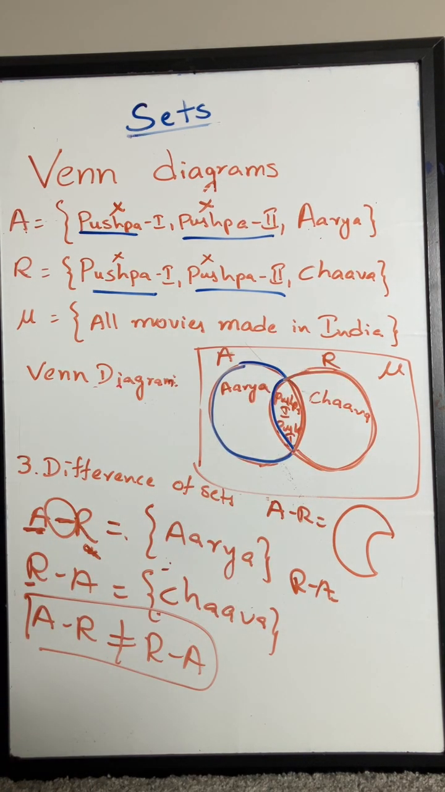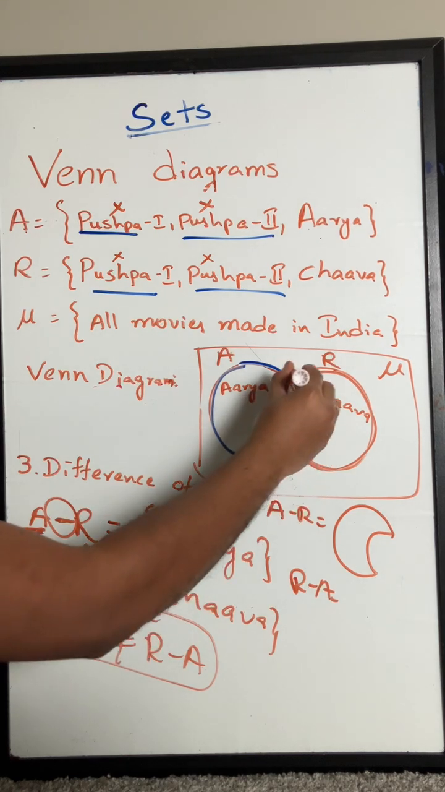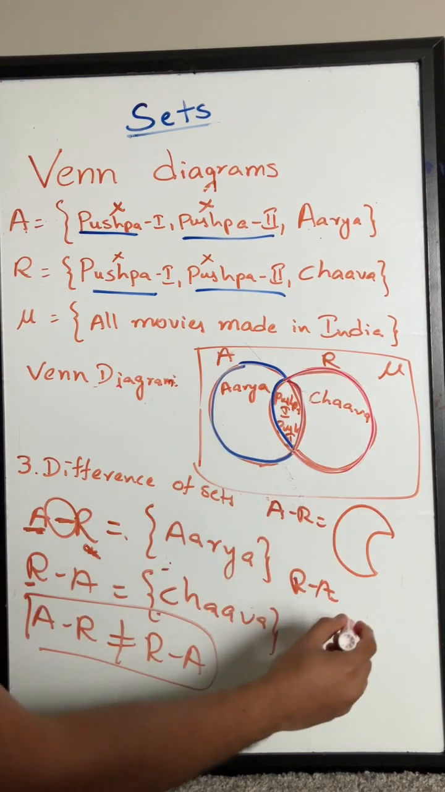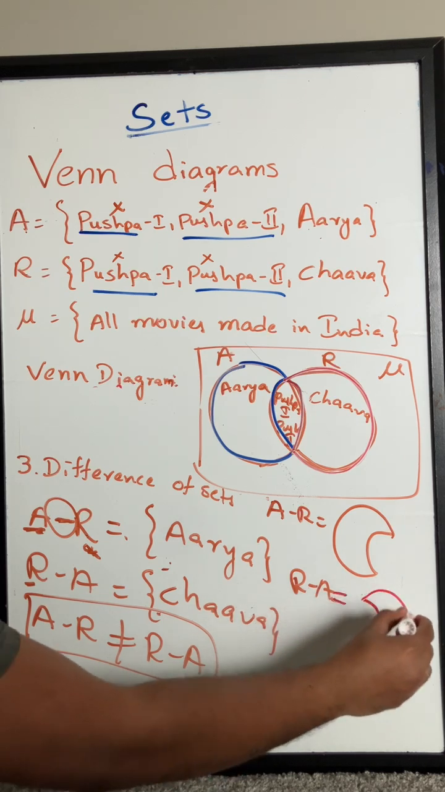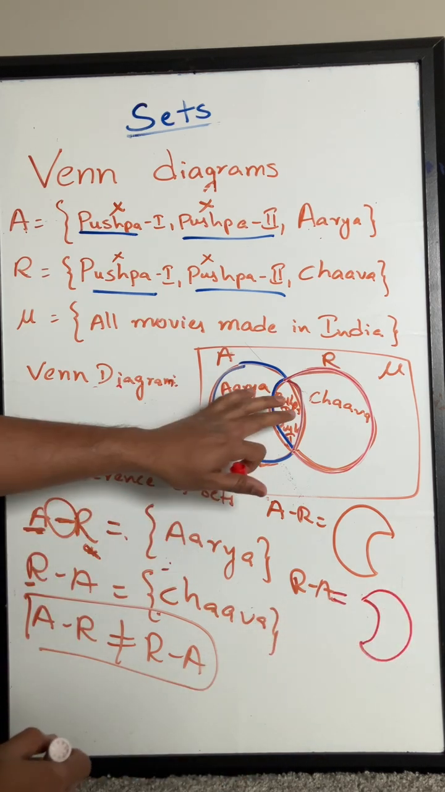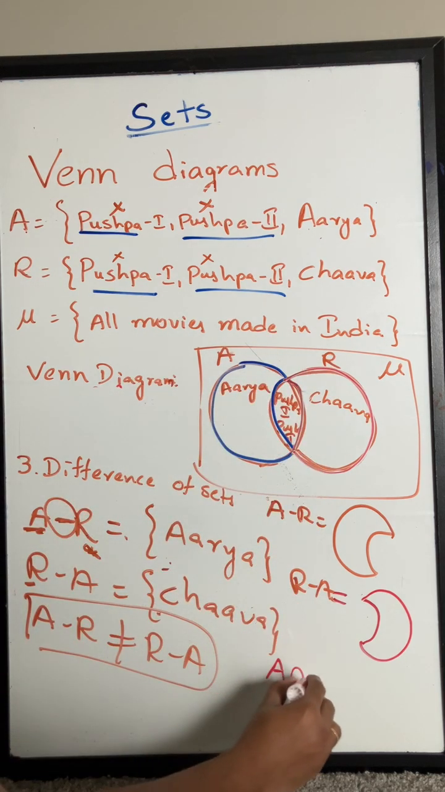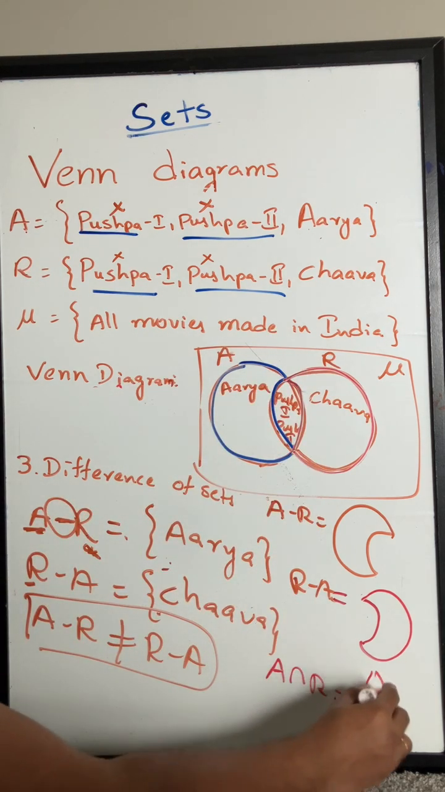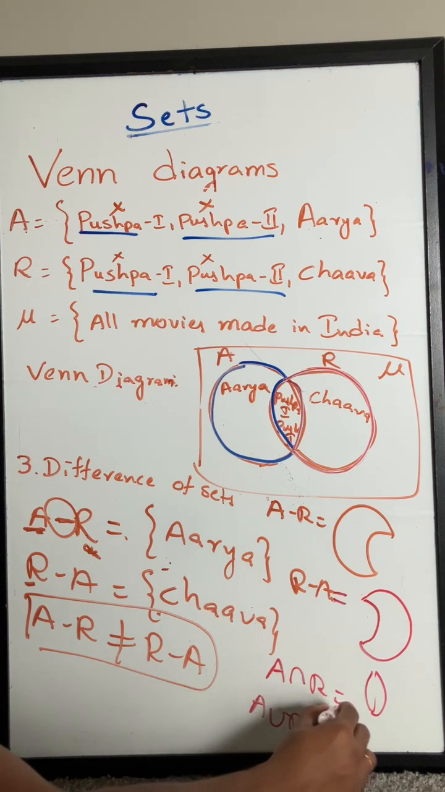Let me use the red color marker for this. This is Chava. So R minus A equals this. This is R minus A. The common portion is the intersection. A intersection R is the center portion. A union R is the whole, like an apple.